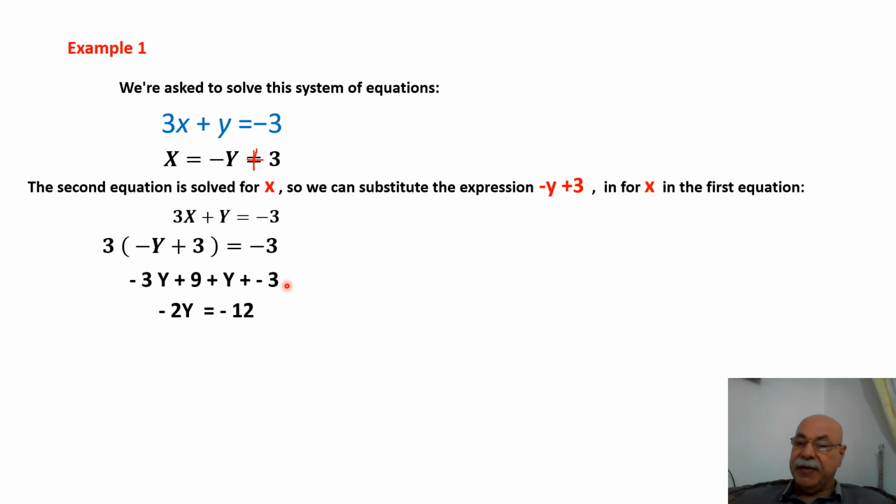So now I simplify this. I get minus 3y plus y becomes minus 2y, because the 3 cancels. So minus 2y equals minus 12, because minus 3 minus 9 becomes minus 12. Here minus 2y, I divide by the 12 and the value of y becomes 6. I do it, and this is for you also.